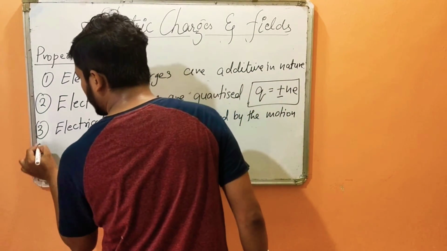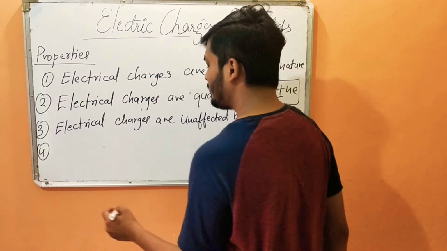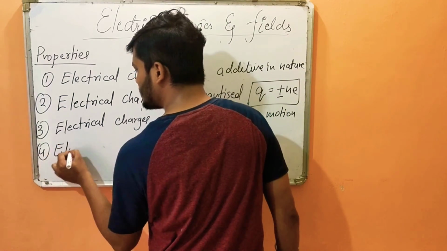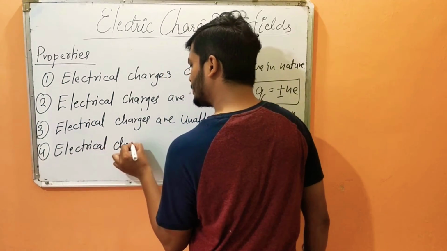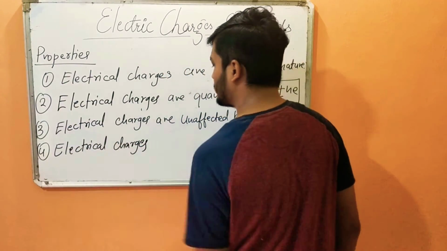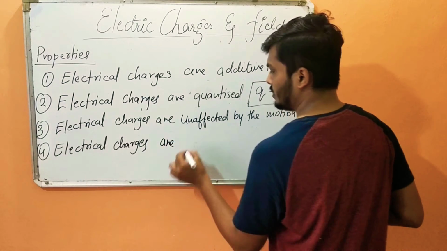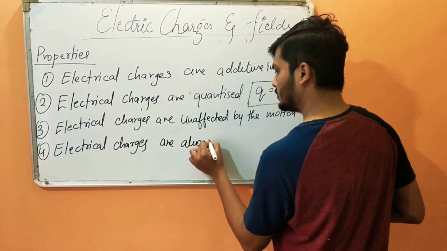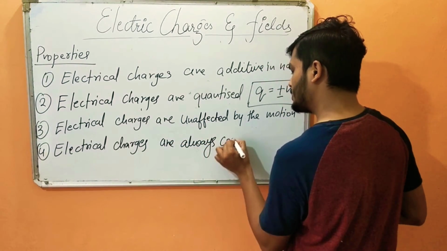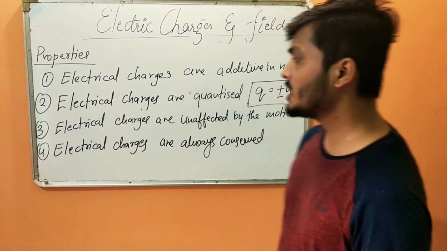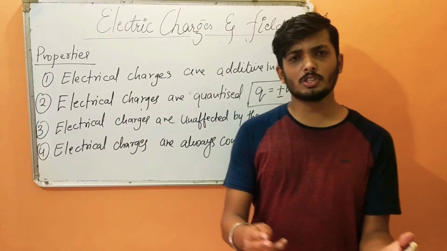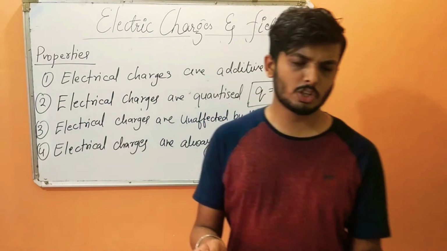Now the fourth or the last property you would say: electrical charges are always conserved, just like the law of conservation of momentum and the law of conservation of energy.